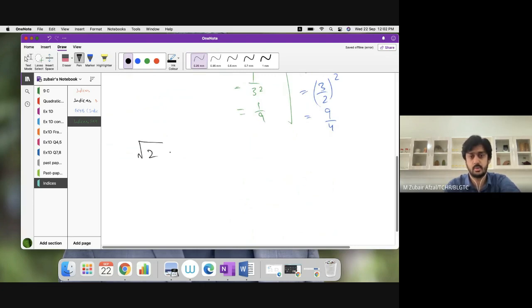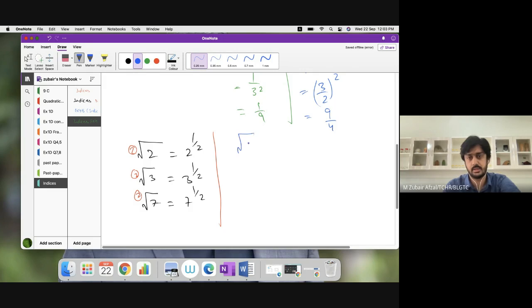Suppose we write square root of 2, may I write it as 2 raised to power 1 over 2? Square root of 3 as 3 raised to power 1 over 2. Square root of 7 as 7 raised to power 1 by 2. When there is nothing written here, it is understood that this is 2. Square root is always 2.